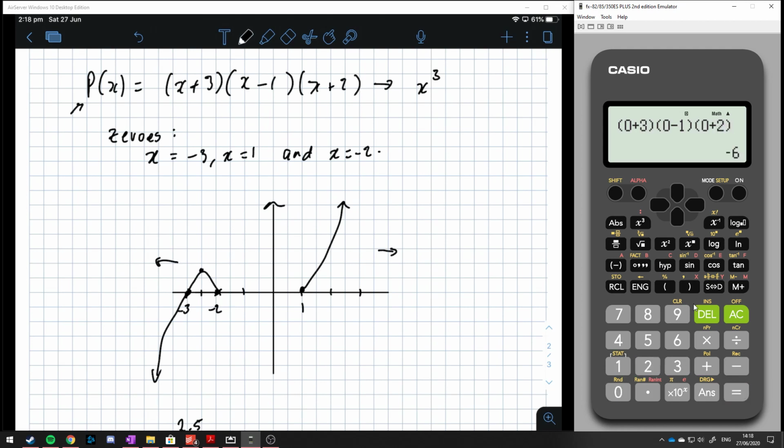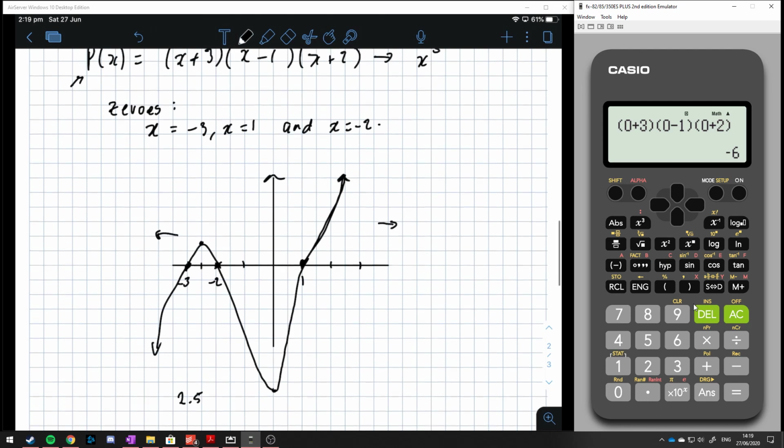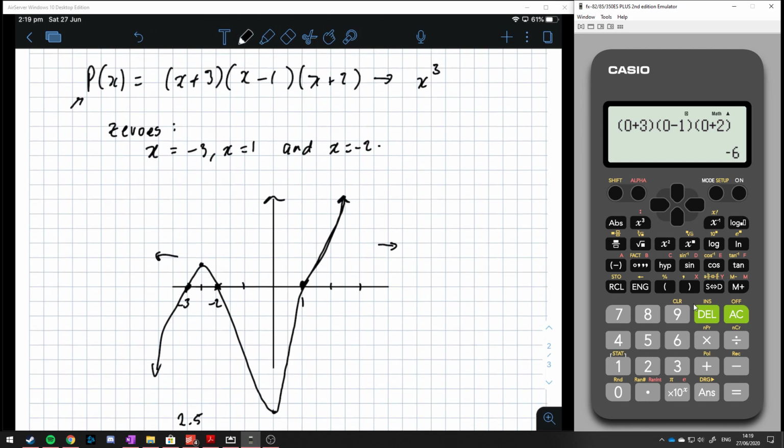So at 0, it's probably down, like really far down. So it's going to come like here, and then it's going to come back up like this before it keeps going on like that. So something like that, and that would be an appropriate sketch for p of x is equal to (x + 3)(x - 1)(x + 2). So x plus 3, lots of x minus 1, lots of x plus 2.